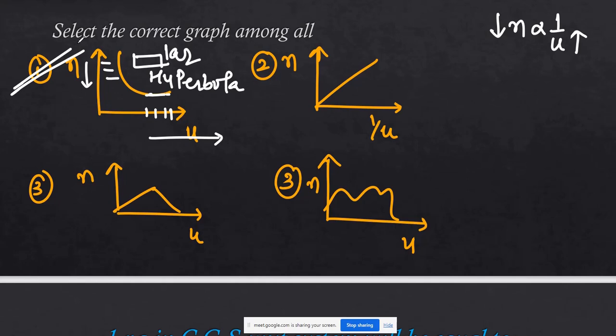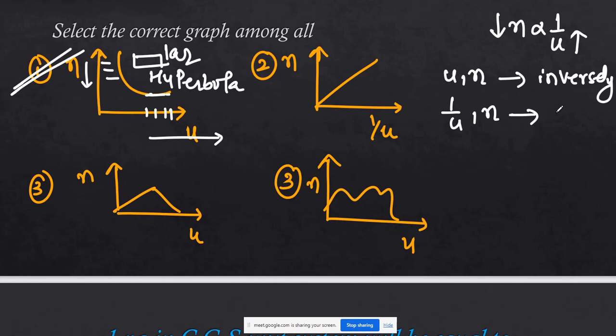At the same time, see option 2. You are plotting between N and 1 by U. U and N are inversely proportional, but the graph drawn here is 1 by U versus N. Then you are reversing one physical quantity, so the relation also becomes reverse. Now they will have a direct relation. If you take N and U straightforwardly, they are inversely proportional, but here we are taking the reciprocal of U, keeping the other as it is. In that case, a direct relation.